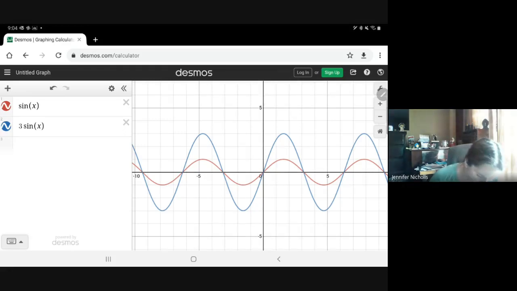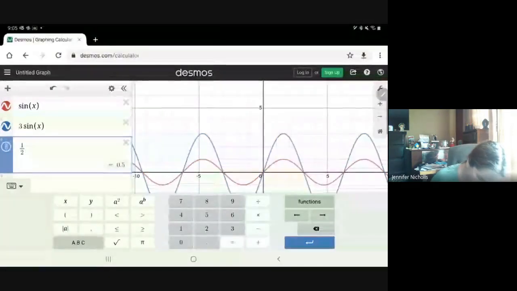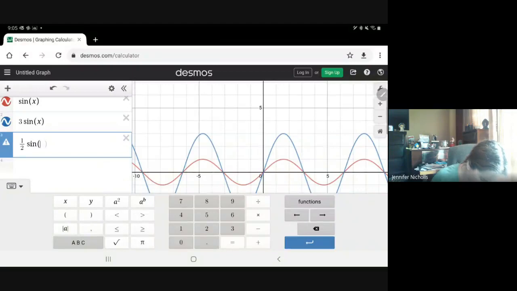Now, if I put a fraction in the front instead, so 1/2, which is just divided by 2, look what happened to my green graph. How's my green graph compared to my red graph? It looks wider, but it's not wider. But it looks wider, so that's what gets confusing on these. And that's what I want to show you.